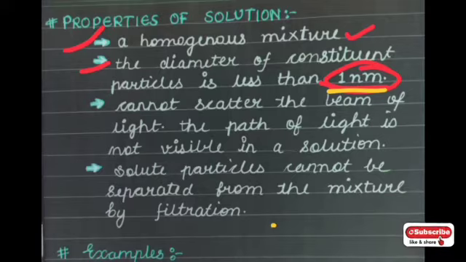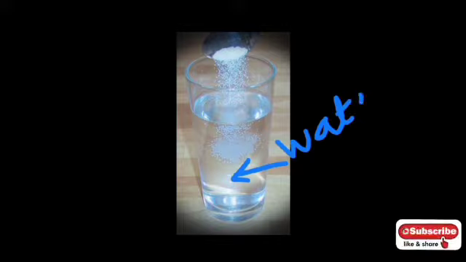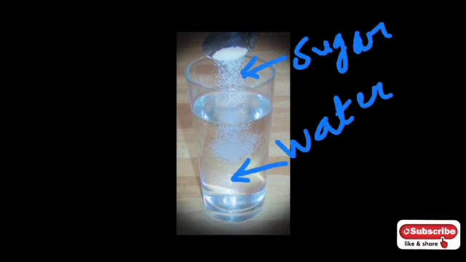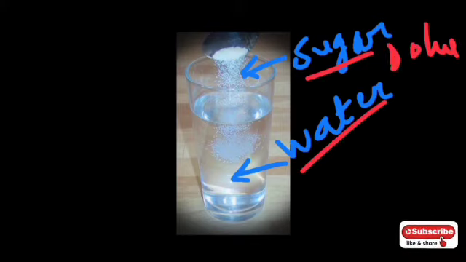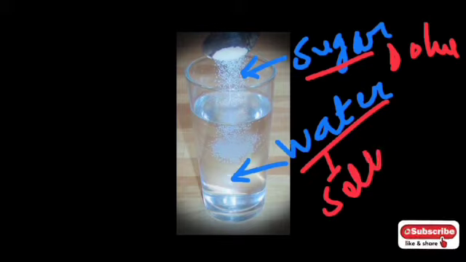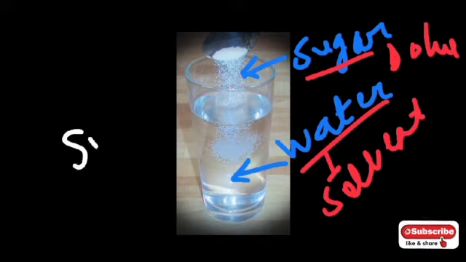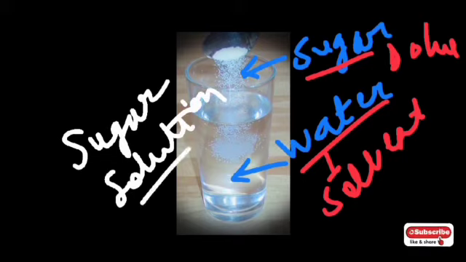Now let's try to understand the solution and explore it with some examples. Over here you can see a simple example: water present in a glass beaker, or glass tumbler, and you are pouring some amount of sugar into the glass. So sugar is the solute and water is the solvent in this solution which is going to be formed, and finally you will get a sugar solution. It is one of the simplest examples of a solution.